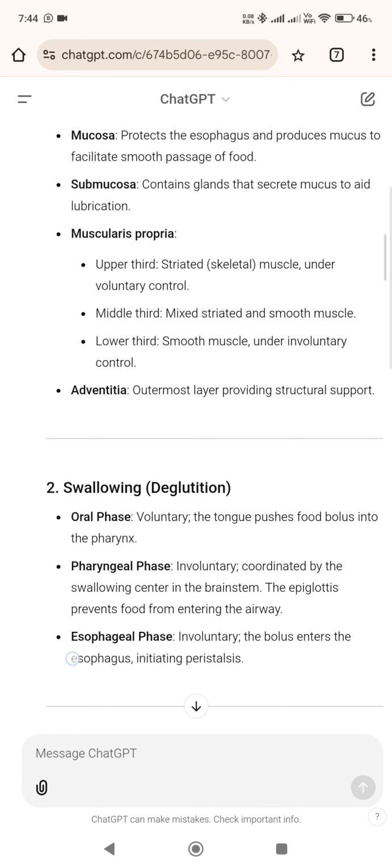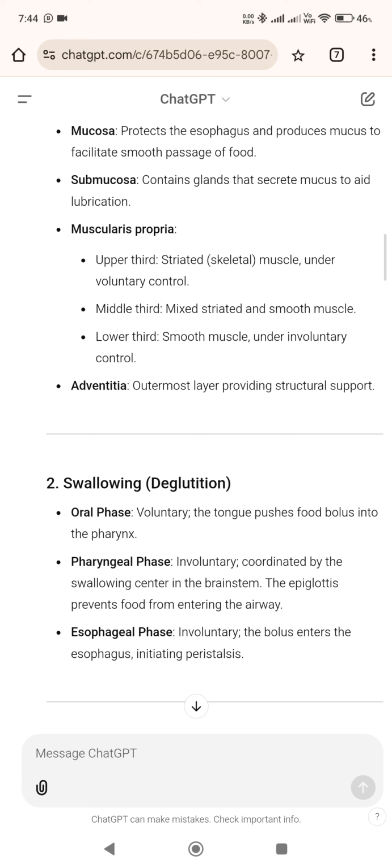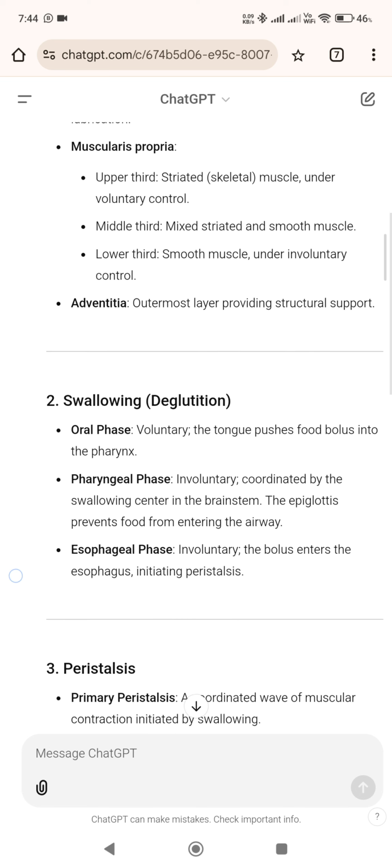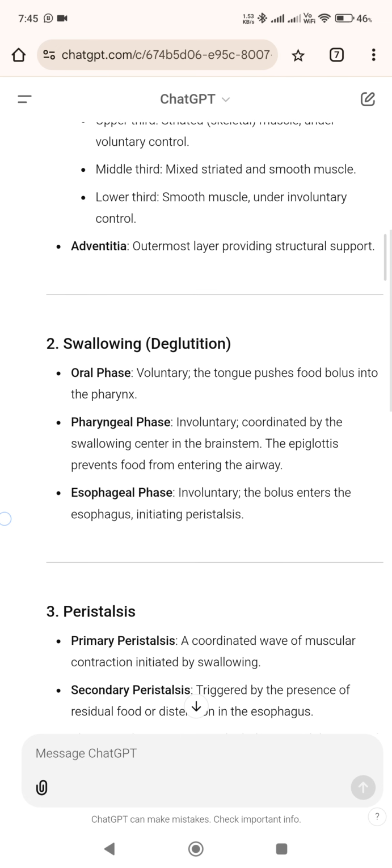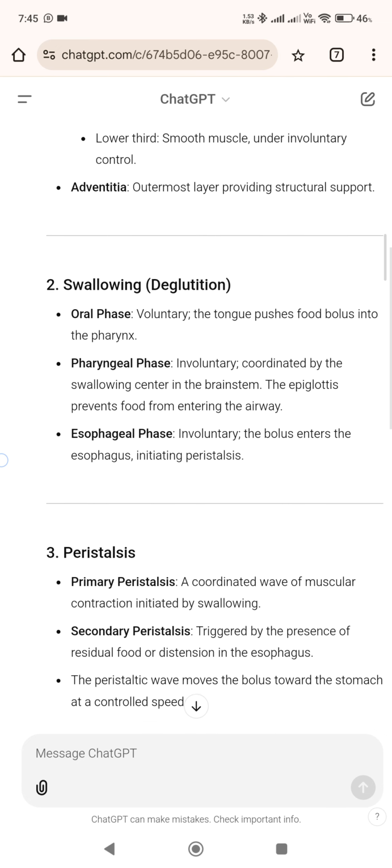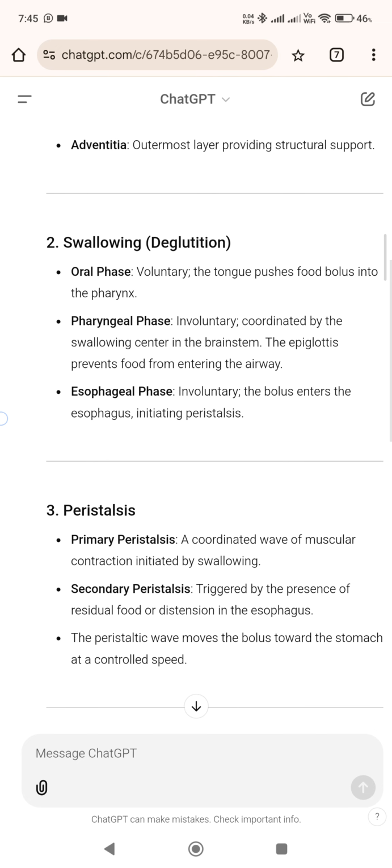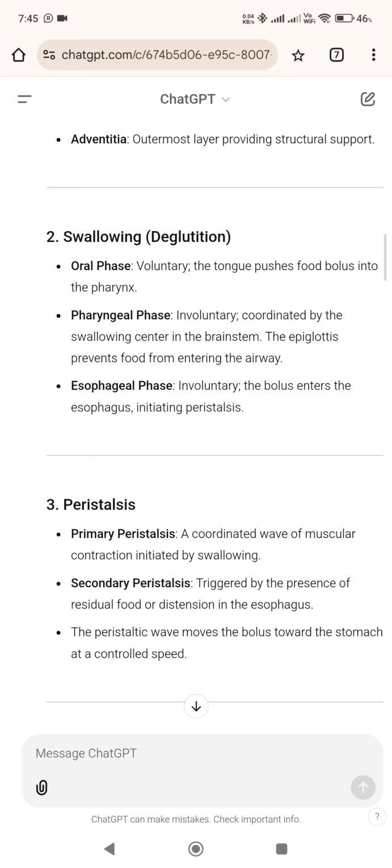Muscularis propria: upper third, striated skeletal muscle, under voluntary control. Middle third, mixed striated and smooth muscle. Lower third, smooth muscle, under involuntary control. Adventitia, the outermost layer, providing structural support.